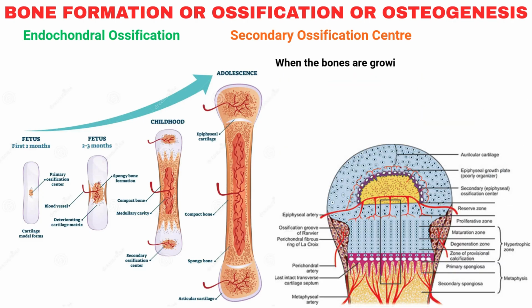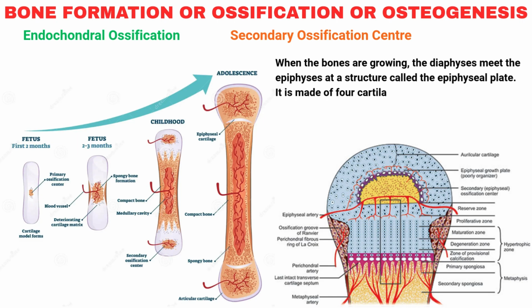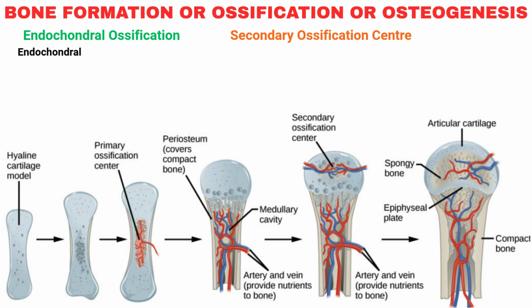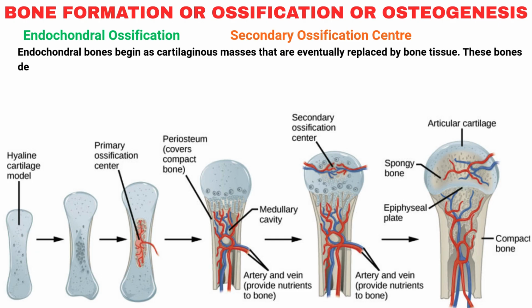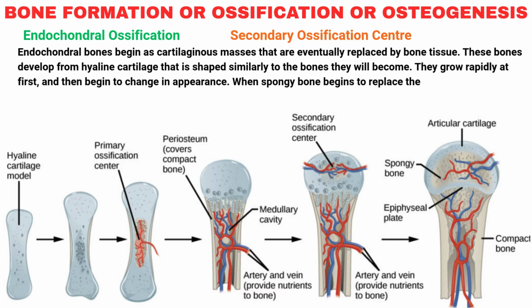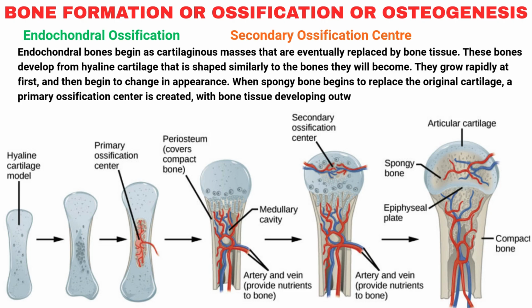When the bones are growing, the diaphyses meet the epiphysis at a structure called the epiphyseal plate. It is made of 4 cartilage layers: reserve cartilage, proliferating hyperplastic cartilage, hypertrophic cartilage, and the calcified matrix. Endochondral bones begin as cartilaginous masses that are eventually replaced by bone tissue. These bones develop from hyaline cartilage that is shaped similar to the bones they will become. They grow rapidly at first and then begin to change in appearance. When spongy bones begin to replace the original cartilage, a primary ossification center is created with bone tissue developing outward toward the ends of the structure.